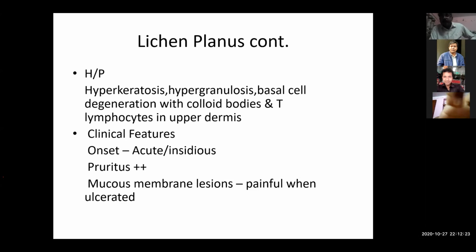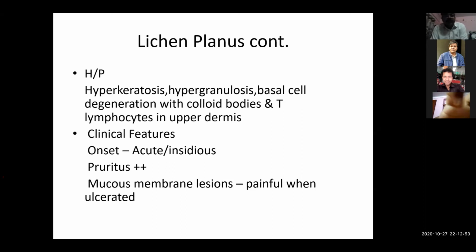So if you remember the layers of the epidermis: stratum corneum, stratum granulosum, stratum malpighi, and stratum basale, the bottom layer, just bordering the dermis. Here the basal layer may be degenerated, with colloid bodies and T lymphocytes in the upper dermis. If the basal layer breaks down, some keratinocytes may fall down into the upper dermis, so we are seeing colloid bodies, and some lymphocytes may also come down from the epidermis to the upper dermis.